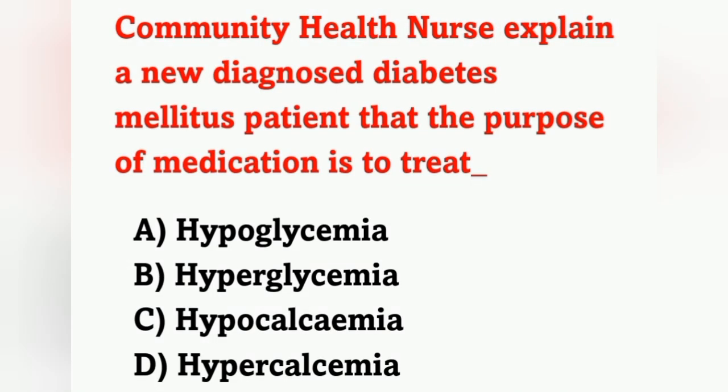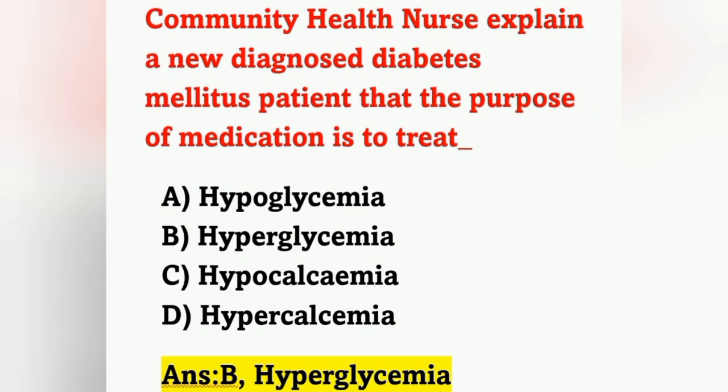The next question, a community health nurse explained to a newly diagnosed diabetes mellitus patient that the purpose of medication is to treat: option A hypoglycemia, option B hyperglycemia, option C hypocalcemia and option D hypercalcemia. The medication is to treat increased sugar level. Increased sugar level means hyperglycemia. Okay, option B is the correct answer.